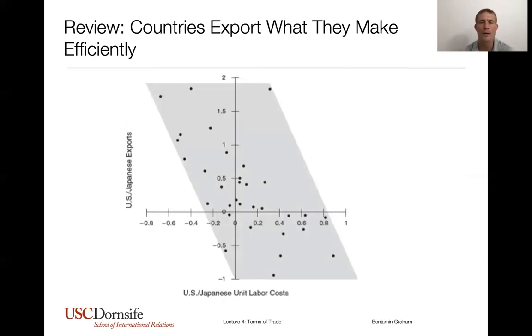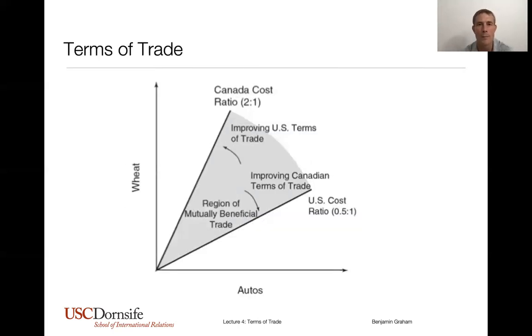I'm going to cruise through this slide, but it's reviewing, anchoring back to this idea that countries specialize in the things they make most efficiently, right? It's not perfect. If we look at the unit labor costs in different areas and look at what the US and Japan are exporting back and forth to each other, we see that this tracks, but not perfectly, right? So it's a pretty good predictor of what countries are going to make.